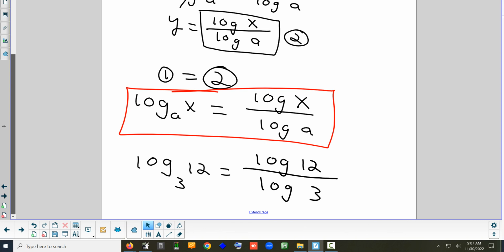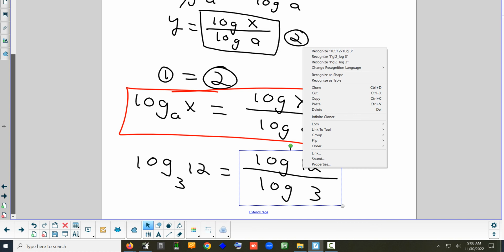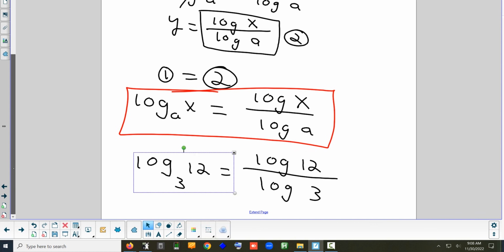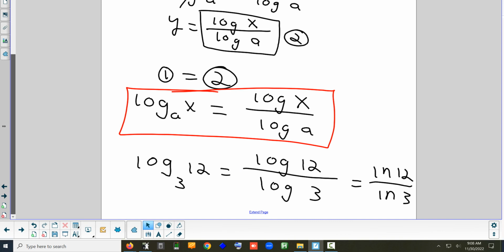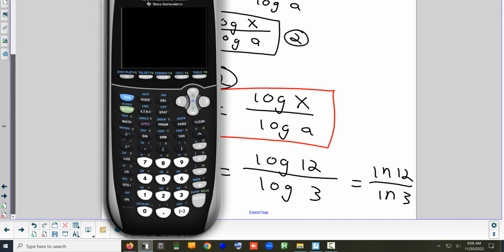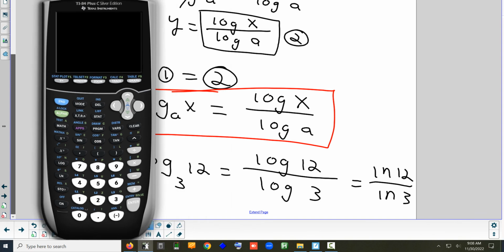So the pattern is, if you have to take a log of something that has a base other than a 10 or an e, you take the log of the argument, you put that in the top, and you divide by the log of the base, and you put that in the bottom. Now, it ends up that you could also do this. Whether you use the log or you use ln, it doesn't make a difference. You could do either one. Don't mix them. Let me show you.